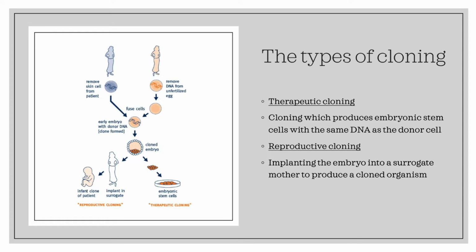The first type of cloning is called therapeutic cloning. This involves cloning which produces embryonic stem cells with the same DNA as the donor cell. The next type of cloning is called reproductive cloning. This is implanting the embryo into a surrogate mother to produce the cloned organism.